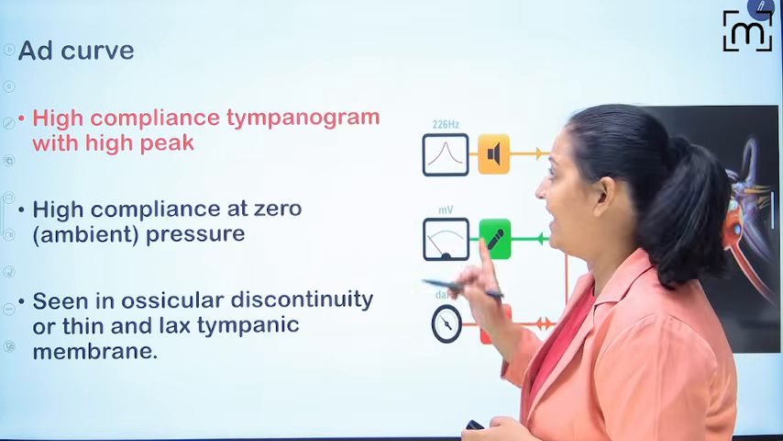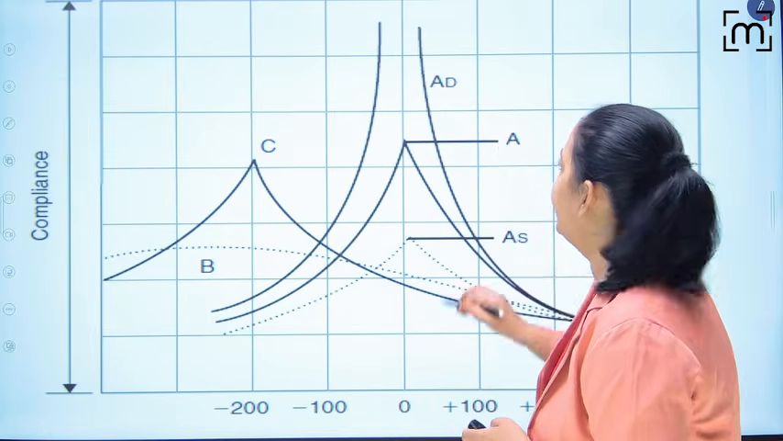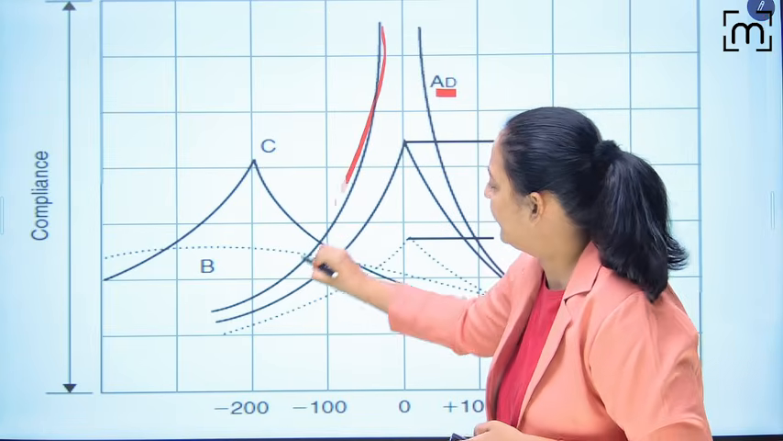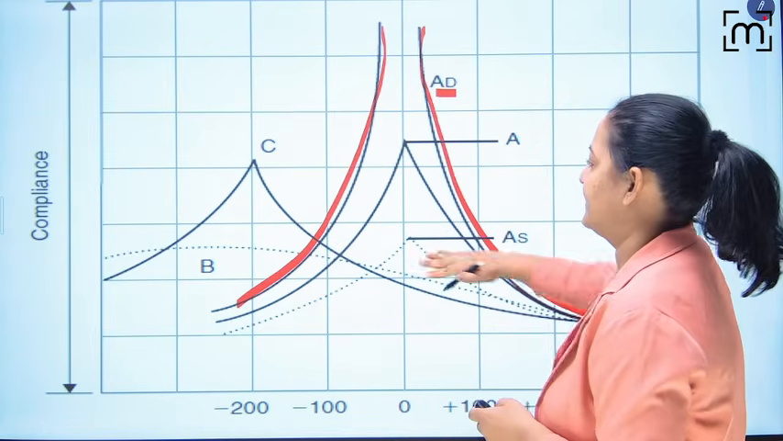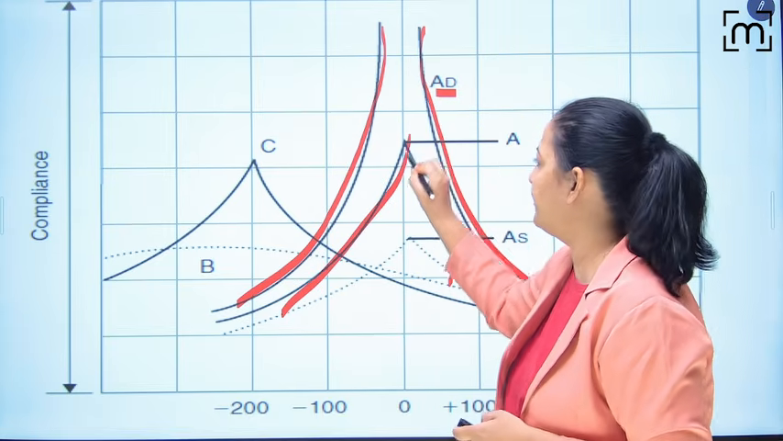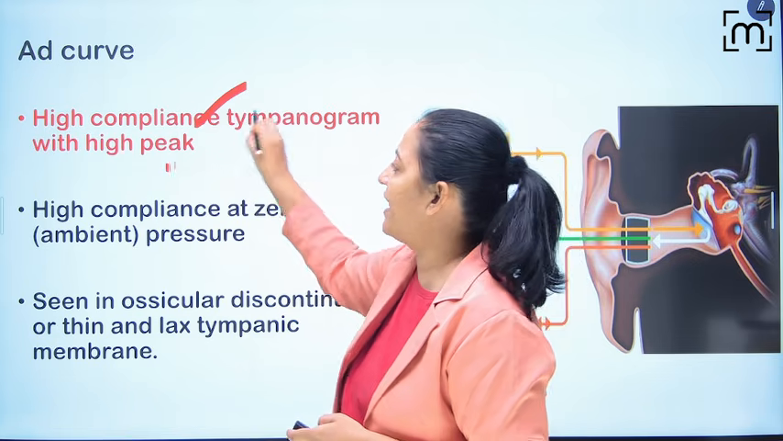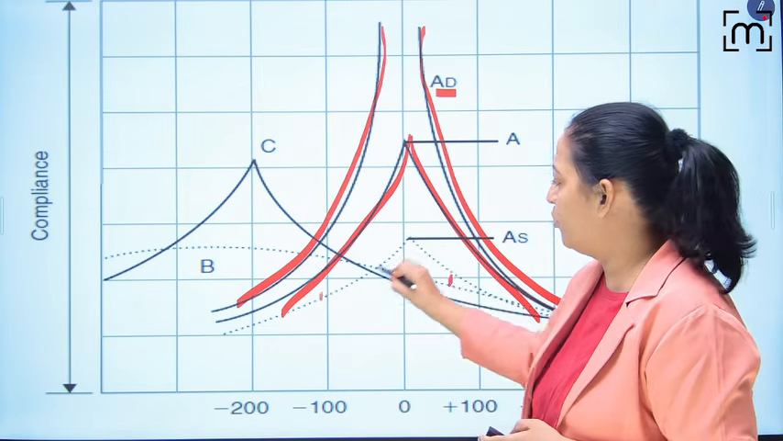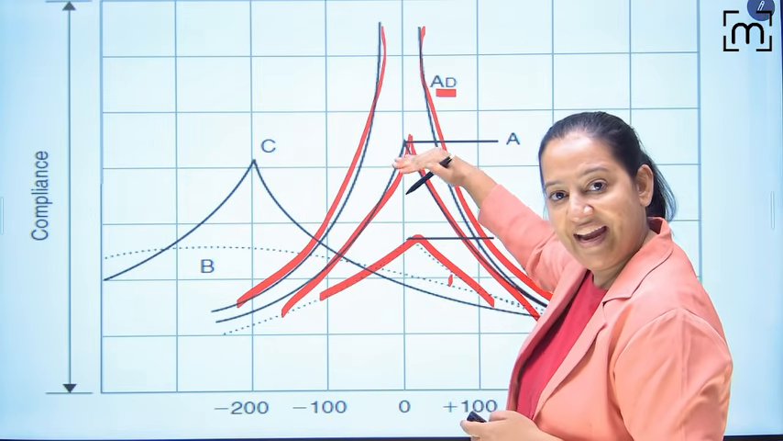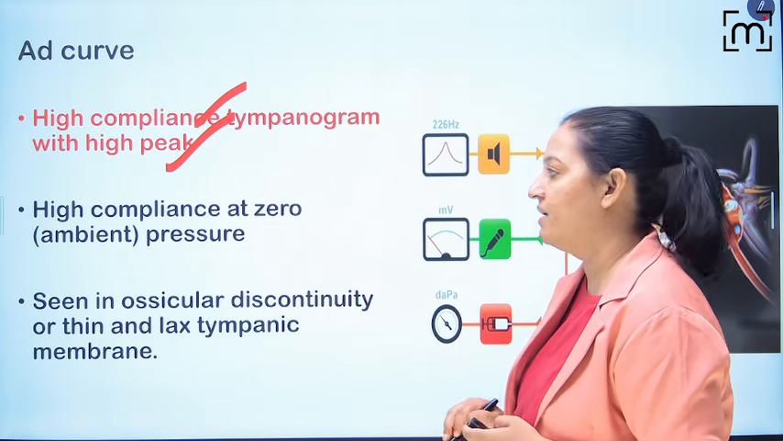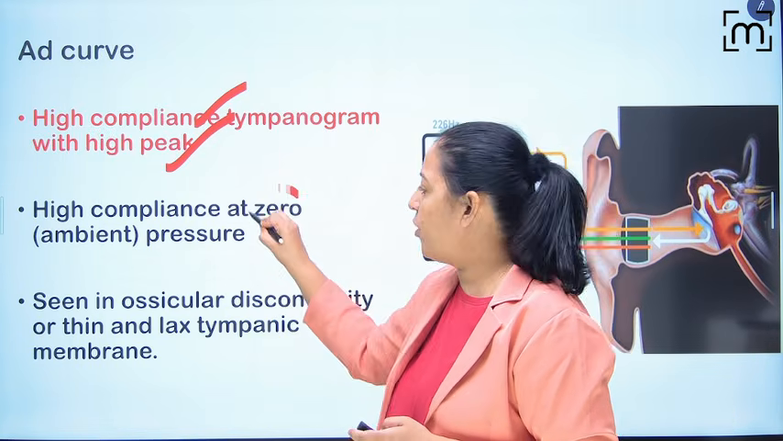AS. AD is also a type of A. What is AD? Here is AD. Where is the graph of AD? This one. High compliance as compared to normal. Appreciate normal. So it has high compliance with high peak. AS was low compliance with low peak. AD is high compliance with high peak. So high compliance at 0.